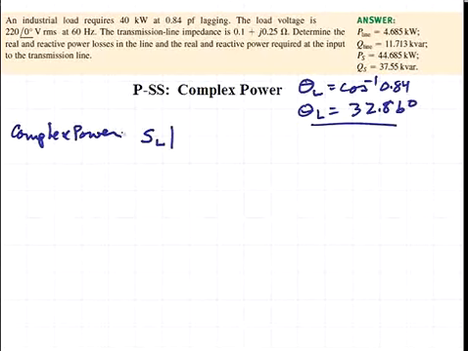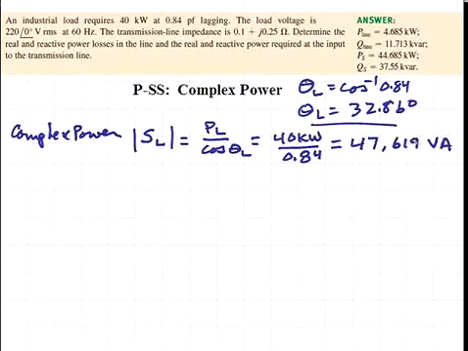Now we can calculate the magnitude of the complex power at the load. That would be S sub L magnitude is equal to the power dissipated in the load divided by the cosine of that phase angle, theta sub L. And that is equal to 47,619 volt amperes. So that's the magnitude of the complex power term.